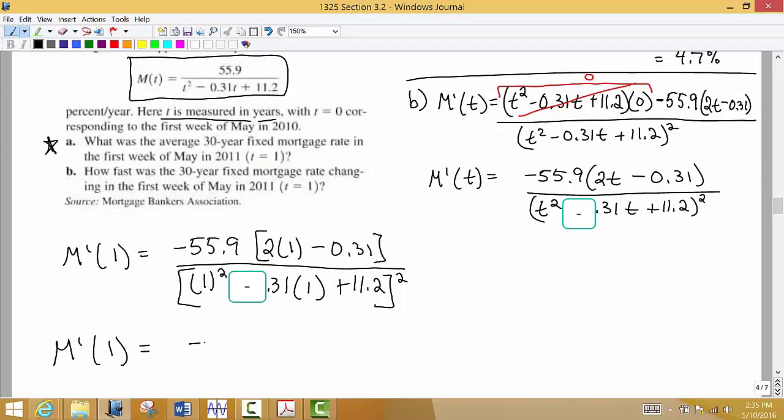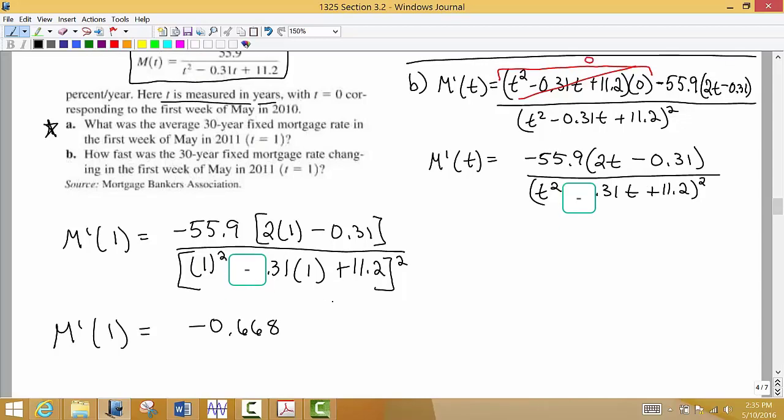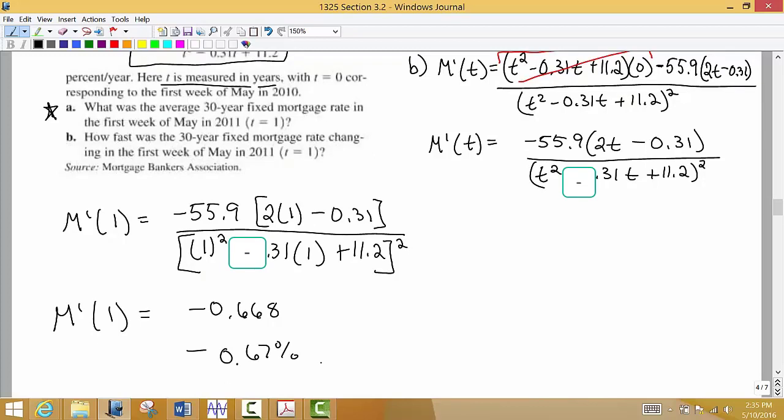And I get negative 0.668. And if I round that to the nearest 2 decimal places, I get negative 0.67%. All right, so how is the mortgage rate changing in 2011? It looks like it is decreasing, so it's going down by 0.67%.